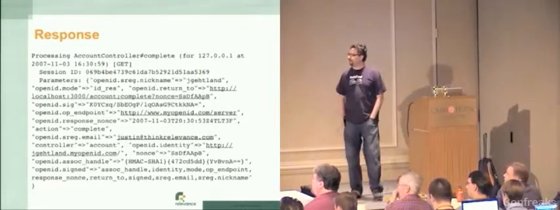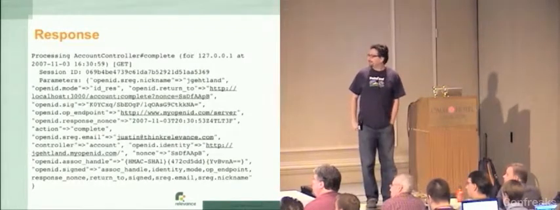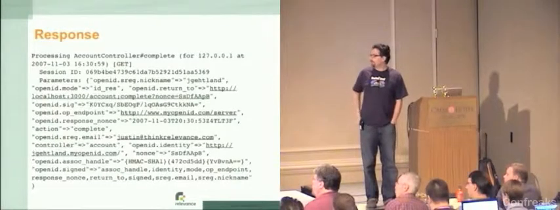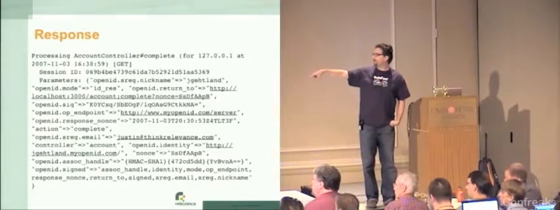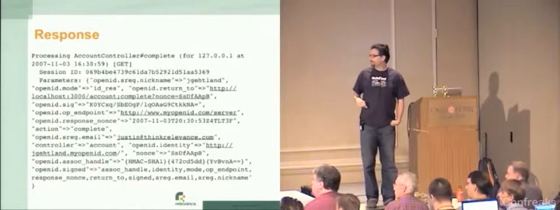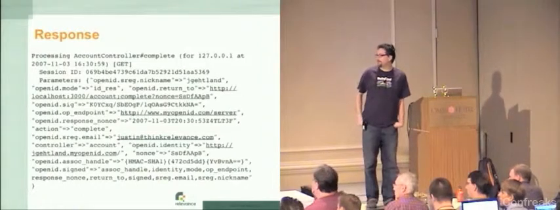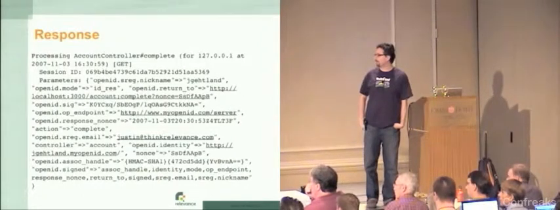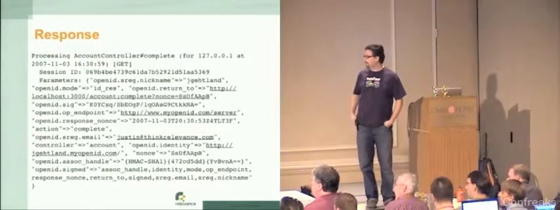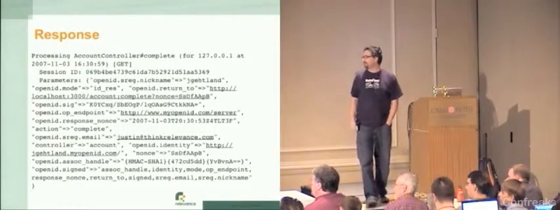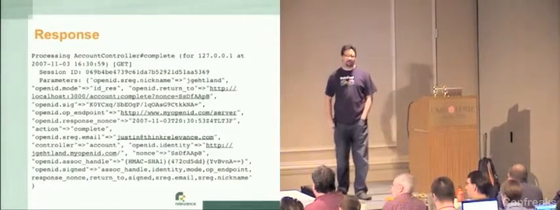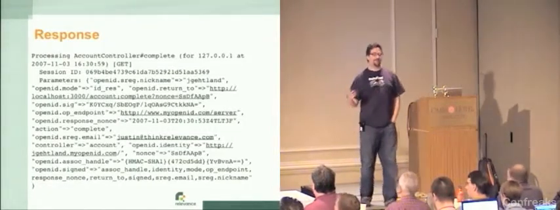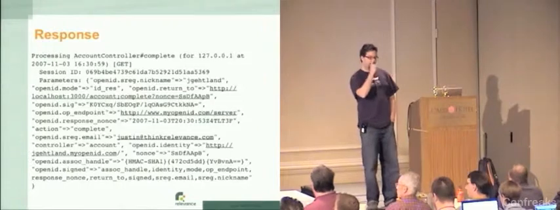once Rails has parsed it all out, is a whole bunch of interesting data. Oh, it was returned to localhost 3000 account, complete, with a nonce. Right? There's a signature, there's the original endpoint, here's the response nonce, there's the email address associated with the persona that they used, justin@thinkrelevance.com, his original OpenID, right? All that fun stuff. This is the part of writing a single sign-on service that's not easy. You had a question? Yeah.